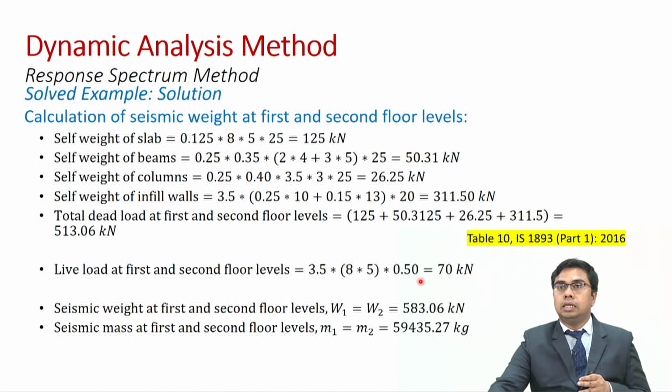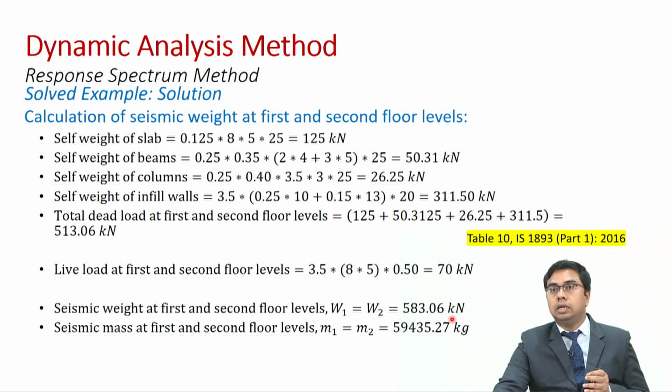50%. So that is why it is 0.5. So it gives us 70 kilonewton of live load at first floor level as well as on the second floor level. So taking the sum of dead load and live load, we get the seismic weight at the first and second floor level to be 583.06 kilonewton.